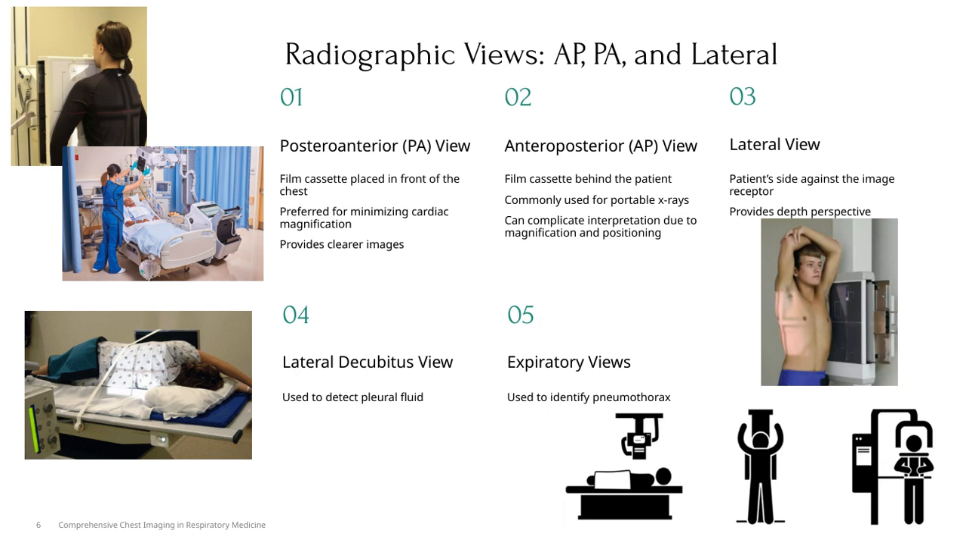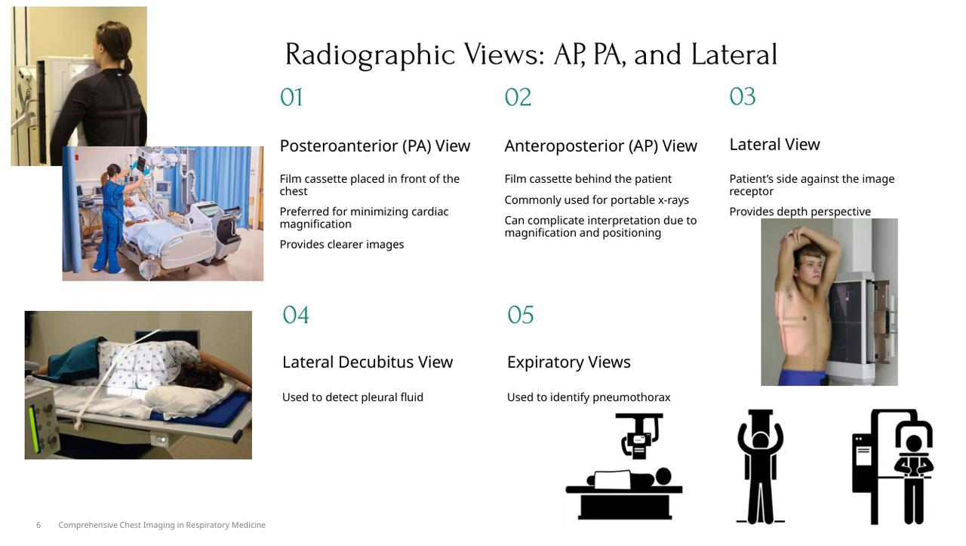Next, we have the anteroposterior, or AP view, where the film cassette is placed in front of the chest. This view is often used when the patient cannot stand, like in an emergency or ICU setting. In contrast, the posteroanterior, or PA view, involves placing the cassette behind the patient. This is generally preferred because it minimizes cardiac magnification and provides clearer, more accurate images of the chest structures.